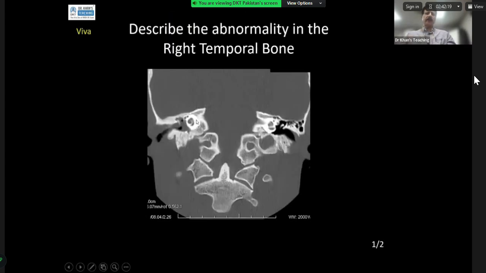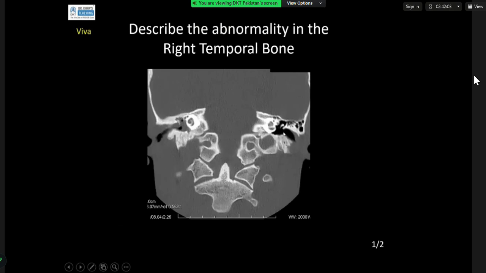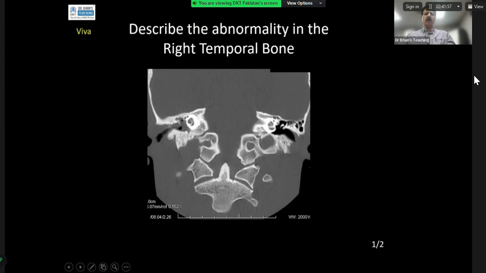Now, candidate one, if you see this, this is a coronal section through the temporal bones. This is the normal side. You can see my mouse. Yes, I can. So this is the normal side, and this is the abnormal side. Can you describe the findings here?